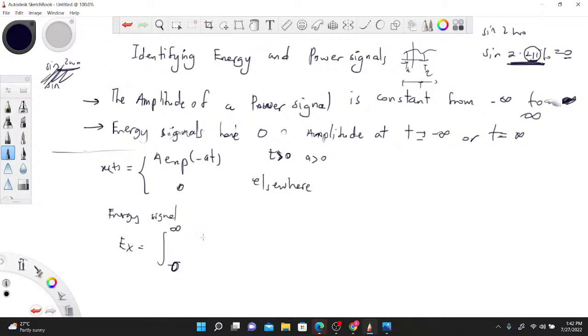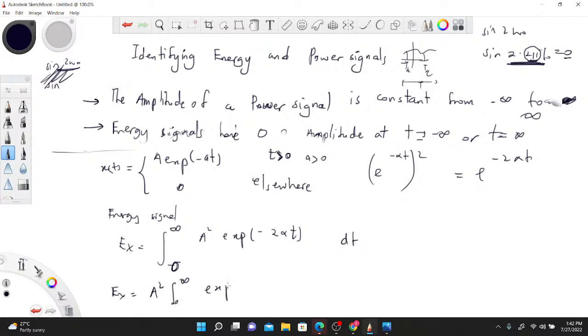Then x squared of t, so I'm having A squared. This function is like having e to the power minus alpha t. So if I square this, I'll get e to the power minus 2 alpha t. So that's what I've written here, dt. Ex will give me A squared integral from 0 to infinity of e to the power minus 2 alpha t dt.